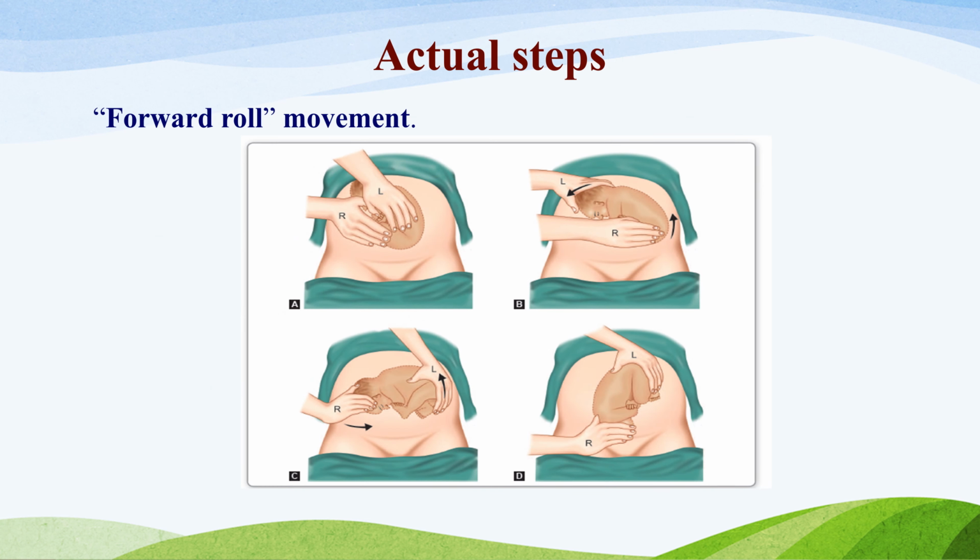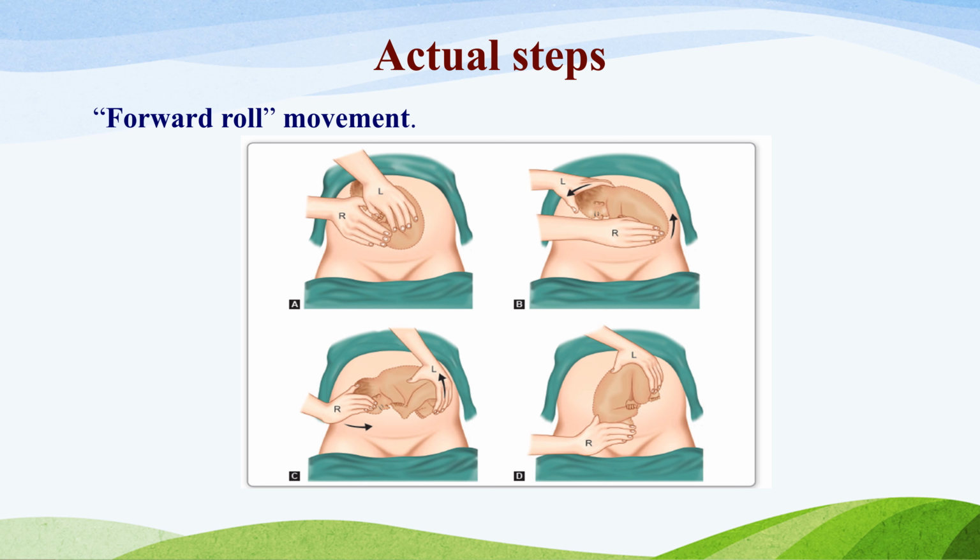Actually, these are the steps of external cephalic version. Here you can see that forward roll movement, and there are 4 steps of external cephalic version. In the first step, you can see that the baby is in the breech presentation, and the baby is mobilized using both hands toward the iliac fossa, where the back of the baby is present.